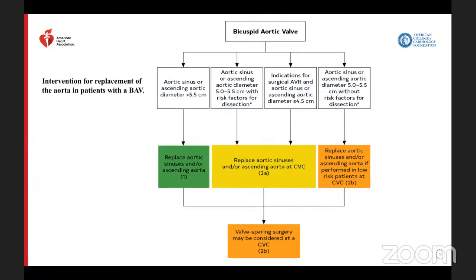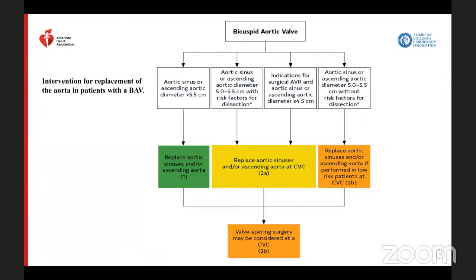So, in summary, a patient with bicuspid aortic valve who has aortic sinus or ascending aortic diameter of more than 5.5 centimeters: it's a class 1 to replace aortic sinuses and/or ascending aorta, and valve sparing may be considered at a comprehensive valve center. It's a class 2B. For a patient who has aortic sinus or ascending aortic diameter of 5 to 5.5 centimeters with risk factor for dissection, replacing the aortic sinuses and/or ascending aorta at a comprehensive valve center is a class 2A, and valve sparing surgery may be considered also at a comprehensive valve center.